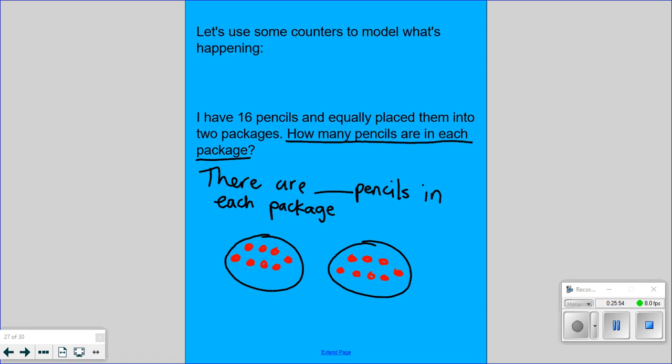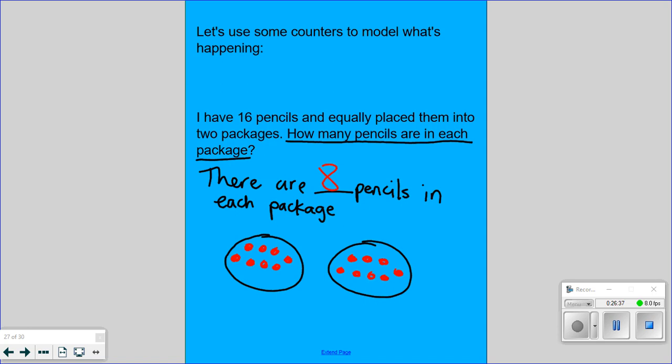Now, Carl, does it want to know how many packages or how many pencils in each pack? Look at our answer sentence. What do we want to know? How many pencils are in each? All right, put your hand on one of the packs. How many are in there? 8. It wants to know how many pencils are in each pack, which is 8 pencils. It's not saying how many packs are there. If it asks you how many packs, what would you say? 2. Huxley? 2. That's a different question, though, isn't it?